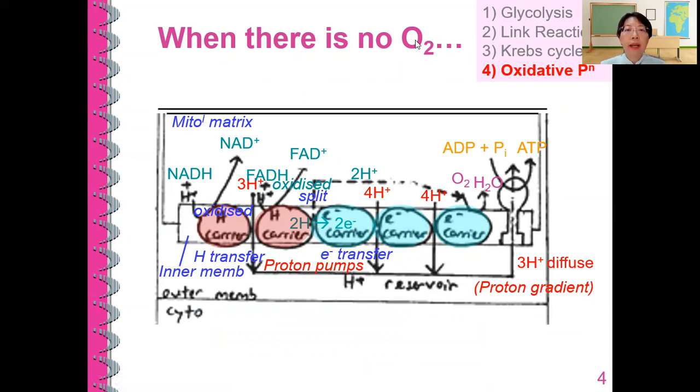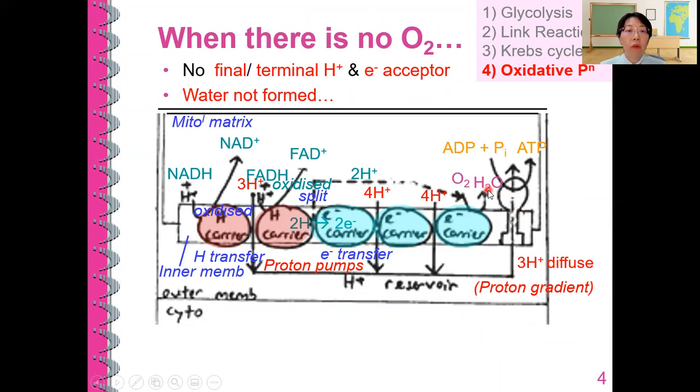Okay, so we know exactly this is where oxygen will be required in the process. It will accept the 2H+ and 2 electrons to form water. So therefore, when oxygen is not present, this reaction will not be able to occur, because oxygen is a substrate. So no substrate, no product. So no reaction. So when there's no oxygen, there is no final or terminal proton and electron acceptor, and water will not be formed. You can see here I already removed water.